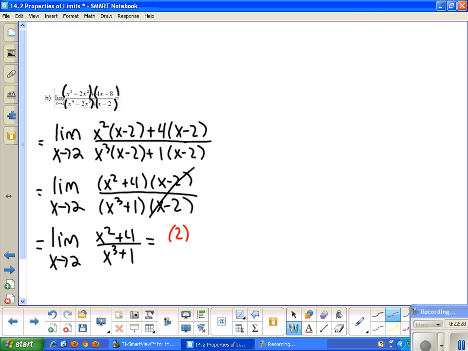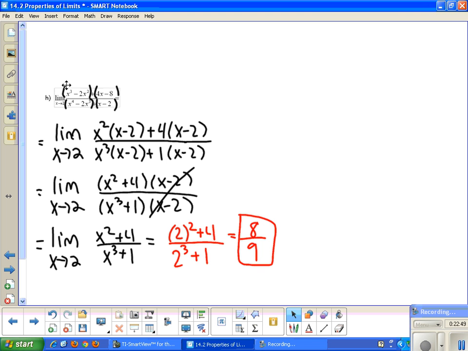So when I do that, I get 2 squared plus 4 over 2 cubed plus 1. 2 squared is 4, and 4 plus 4 is 8, over 2 cubed is 8 plus 1 gives me 9, so 8/9 would be my solution. And then I can check my answer by plugging this into my calculator and looking as we're approaching an x value from the right and the left of 2, is this value approaching 8/9? And yes, it would be.